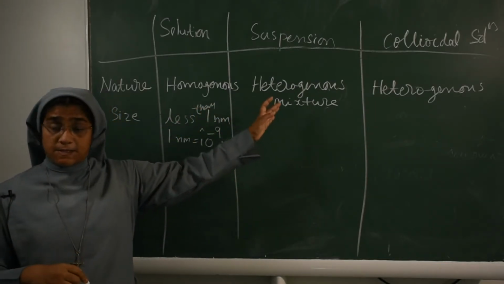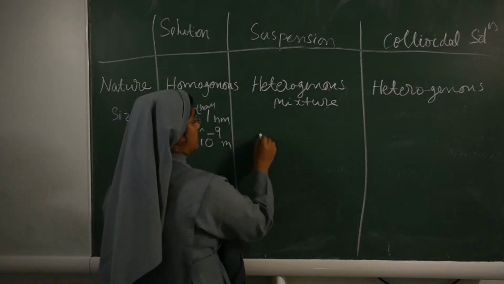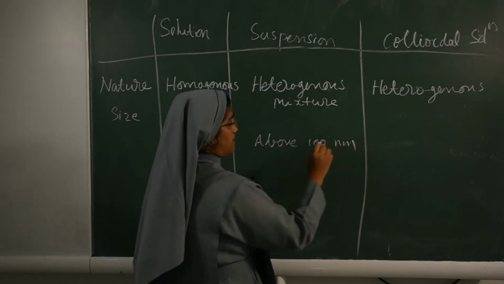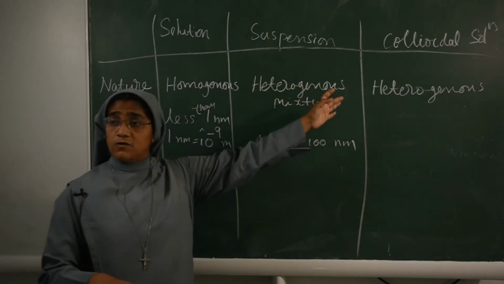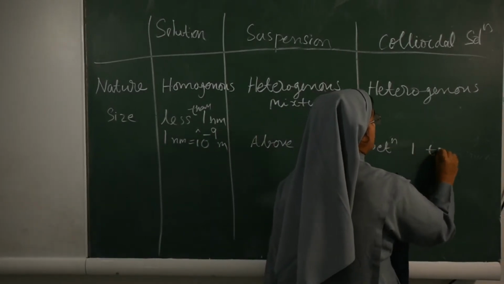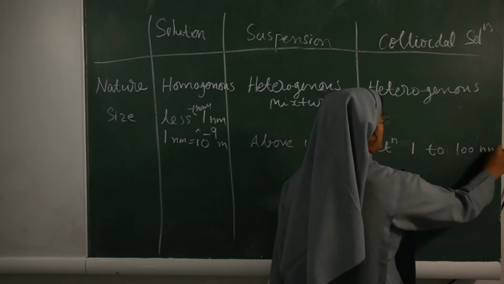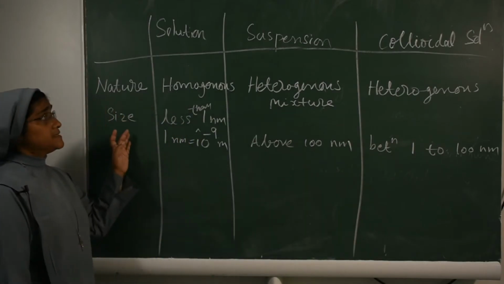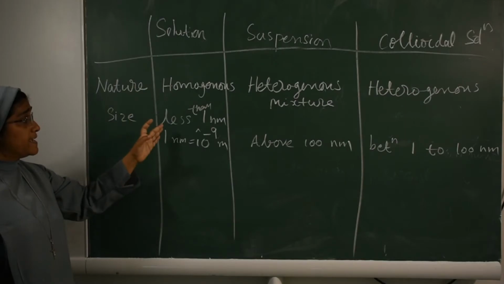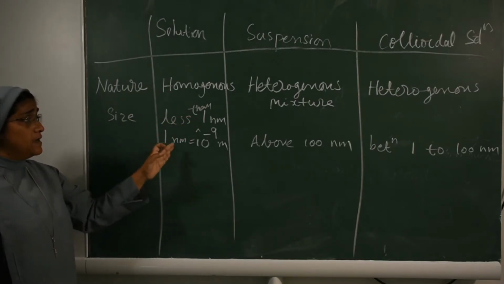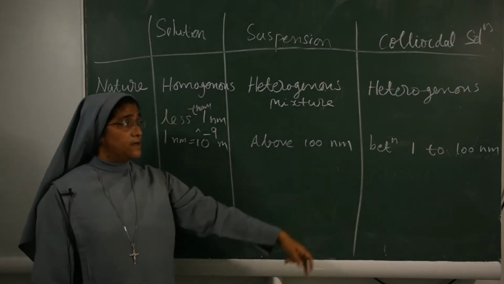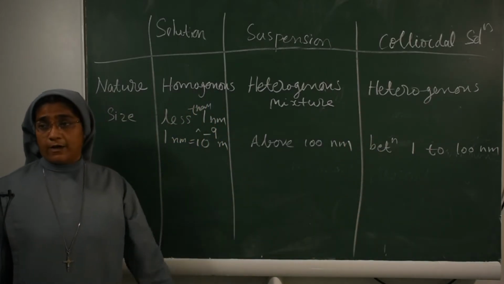Then, what about the suspension? Above 100 nanometer. So, a colloidal solution is between 1 and 100 nanometer. This is the size of the particles in the solution. A solution has size less than 1 nanometer, then a suspension above 100 nanometer, and a colloidal solution between 1 and 100 nanometer.